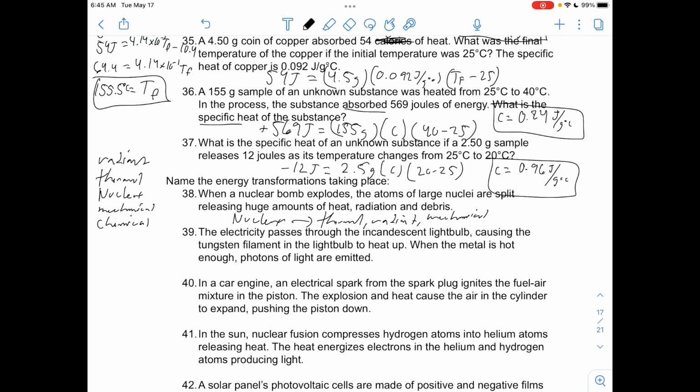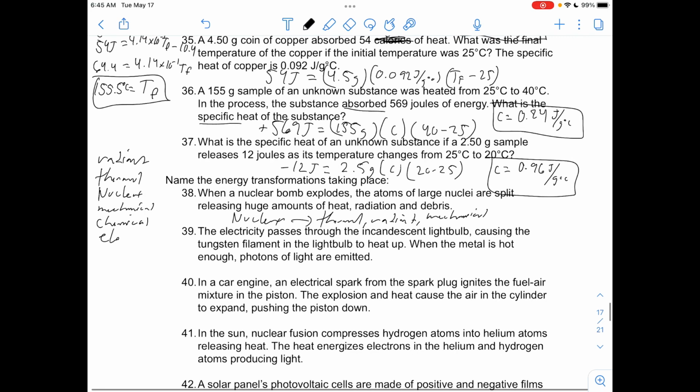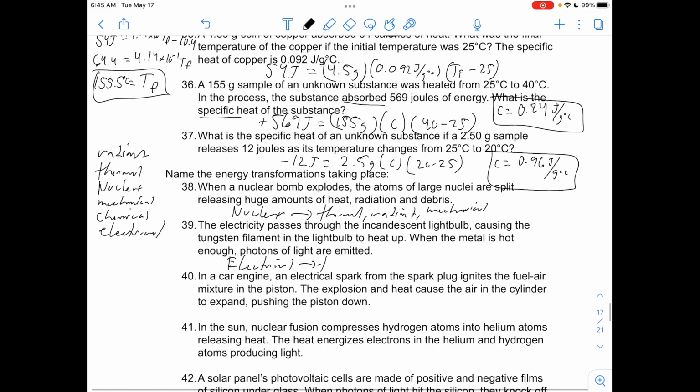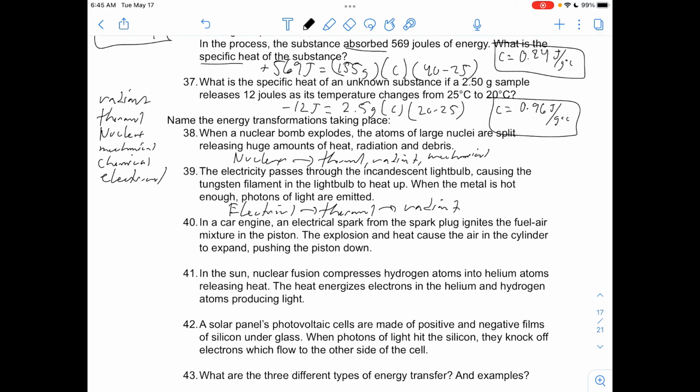And I forgot electrical. Electricity passes, so that's electrical energy, through a light bulb, causing the tungsten filament in the light bulb to heat up, so that would be thermal. And when the metal is hot enough, photons of light are emitted, so that would be radiant. Car engine: electrical spark, again, that's electrical. It ignites the fuel-air mixture in the piston, thermal. It ignites, there's fire. The explosion and heat cause a cylinder to expand, so something is moving, that'd be mechanical.